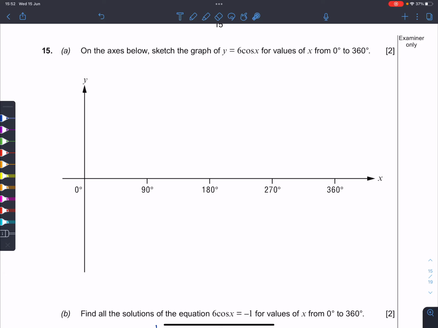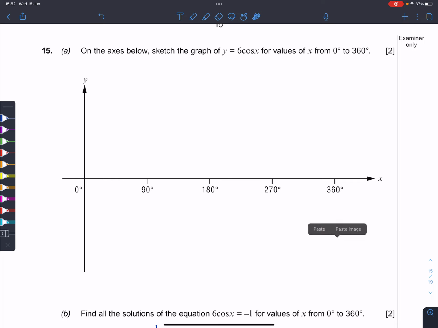Okay, this is question 15 on the 2018 additional maths paper from WJEC. And we have this question on the axes below. Sketch the graph of y equals 6 cos x for values of x from 0 to 360.